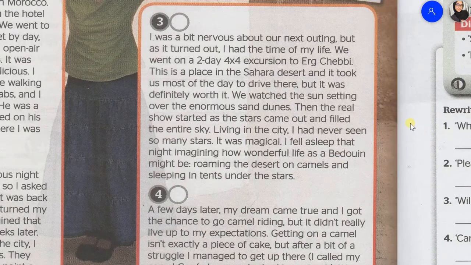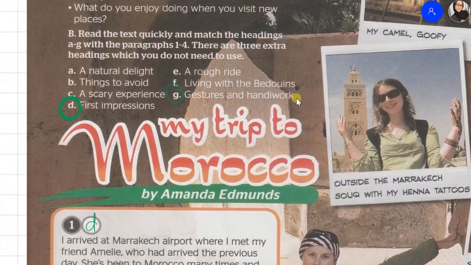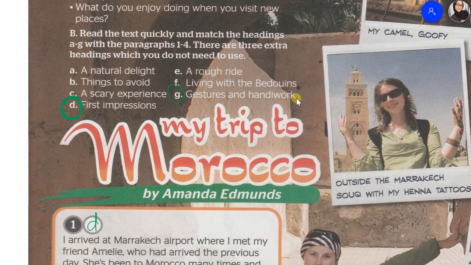So the right heading for paragraph 3 is definitely not things to avoid, not a scary experience, not a rough ride. Living with Bedouins? No, she didn't talk about how she wants to live with the Bedouins. She only imagined how nice it is to live like a Bedouin. But mostly the entire paragraph talks about nature, right? So the best heading is A, natural delight.